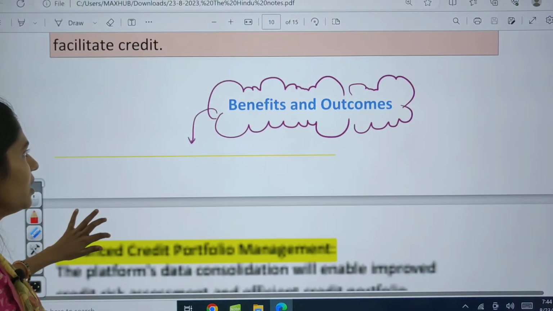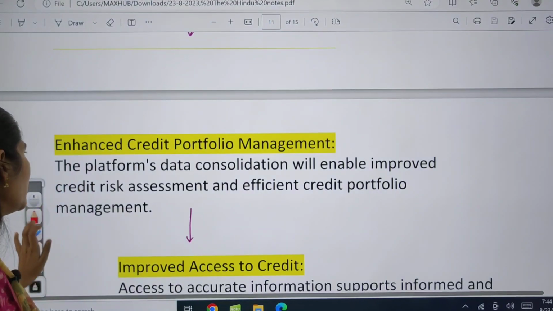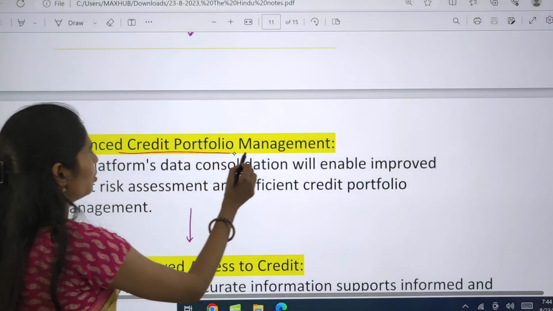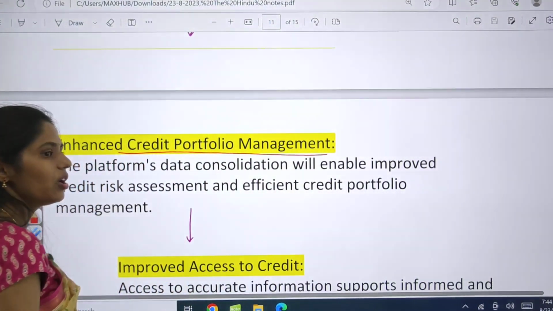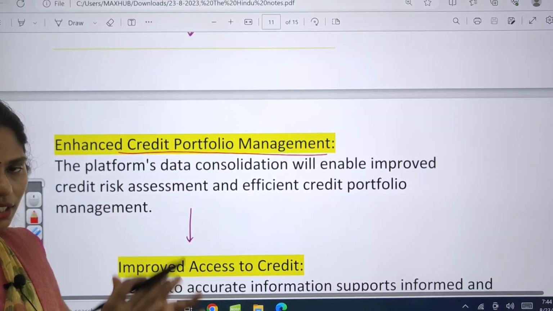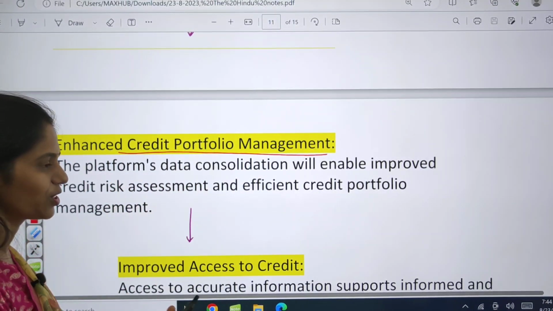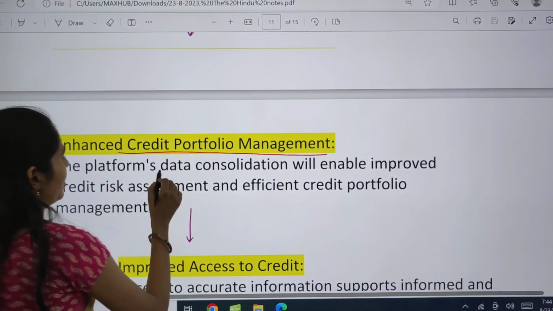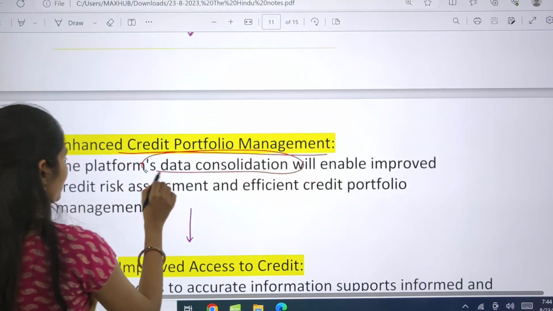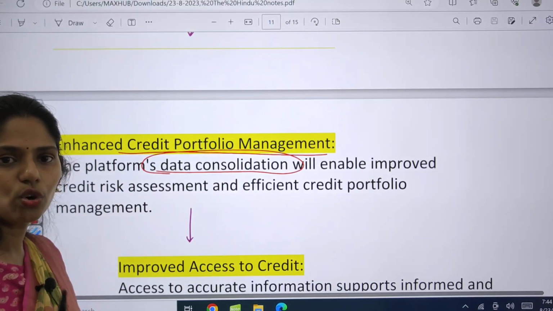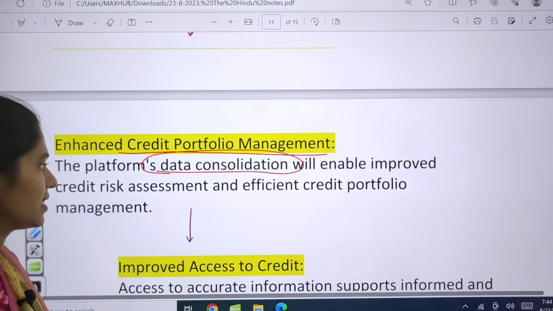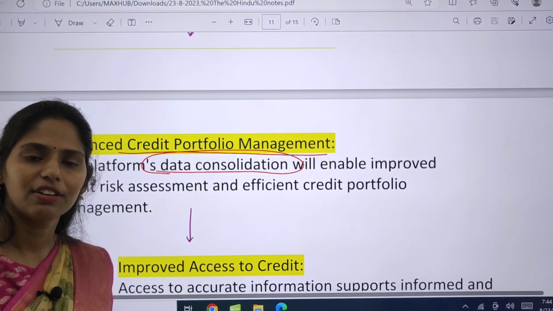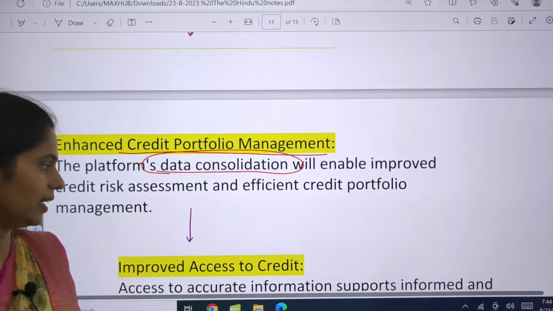So what are the possible outcomes and benefits? The first one is that it will enhance credit portfolio management, because we will be having data in one place, in a one-stop solution. Data consolidation will be very helpful, and we can go for risk management or risk assessment, and based on that efficient credit can be approved easily.